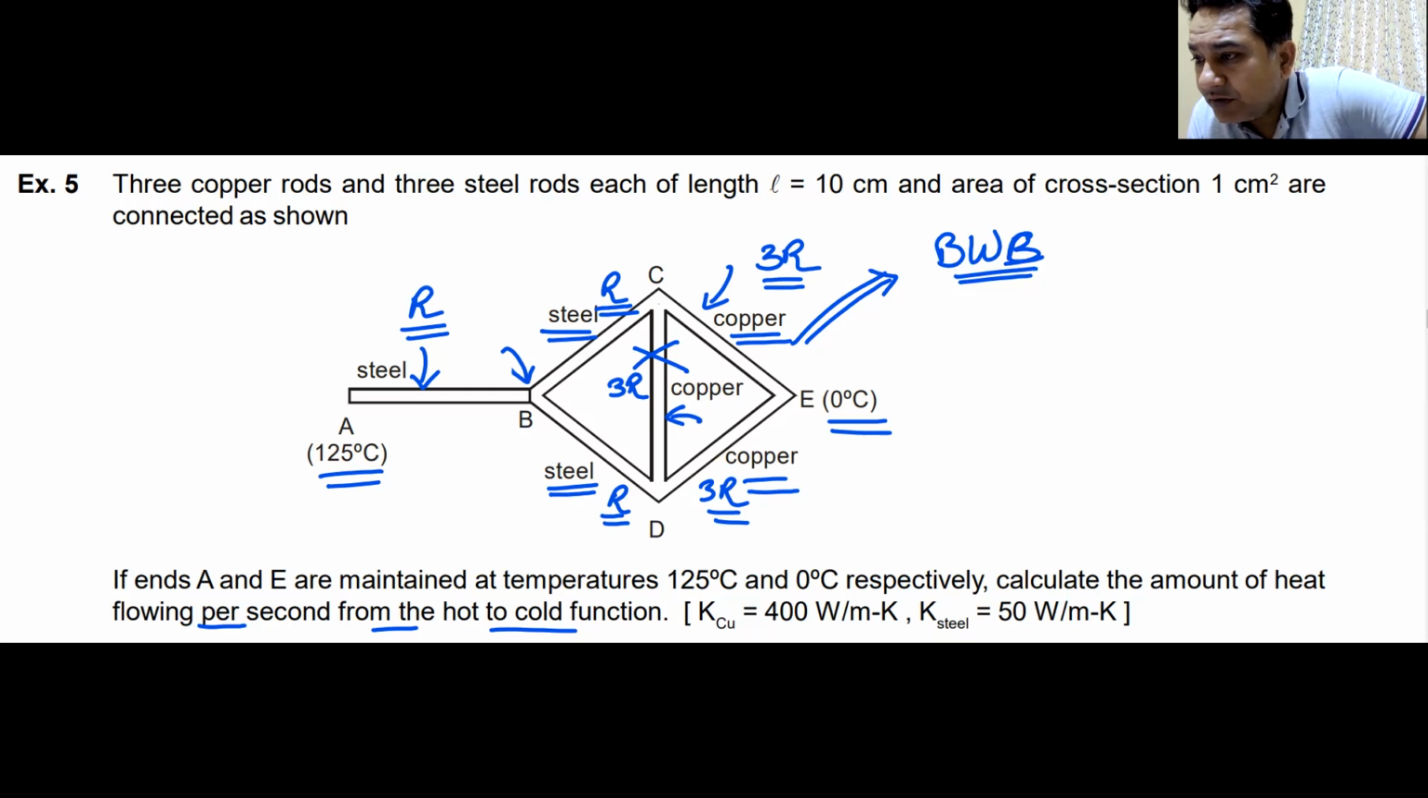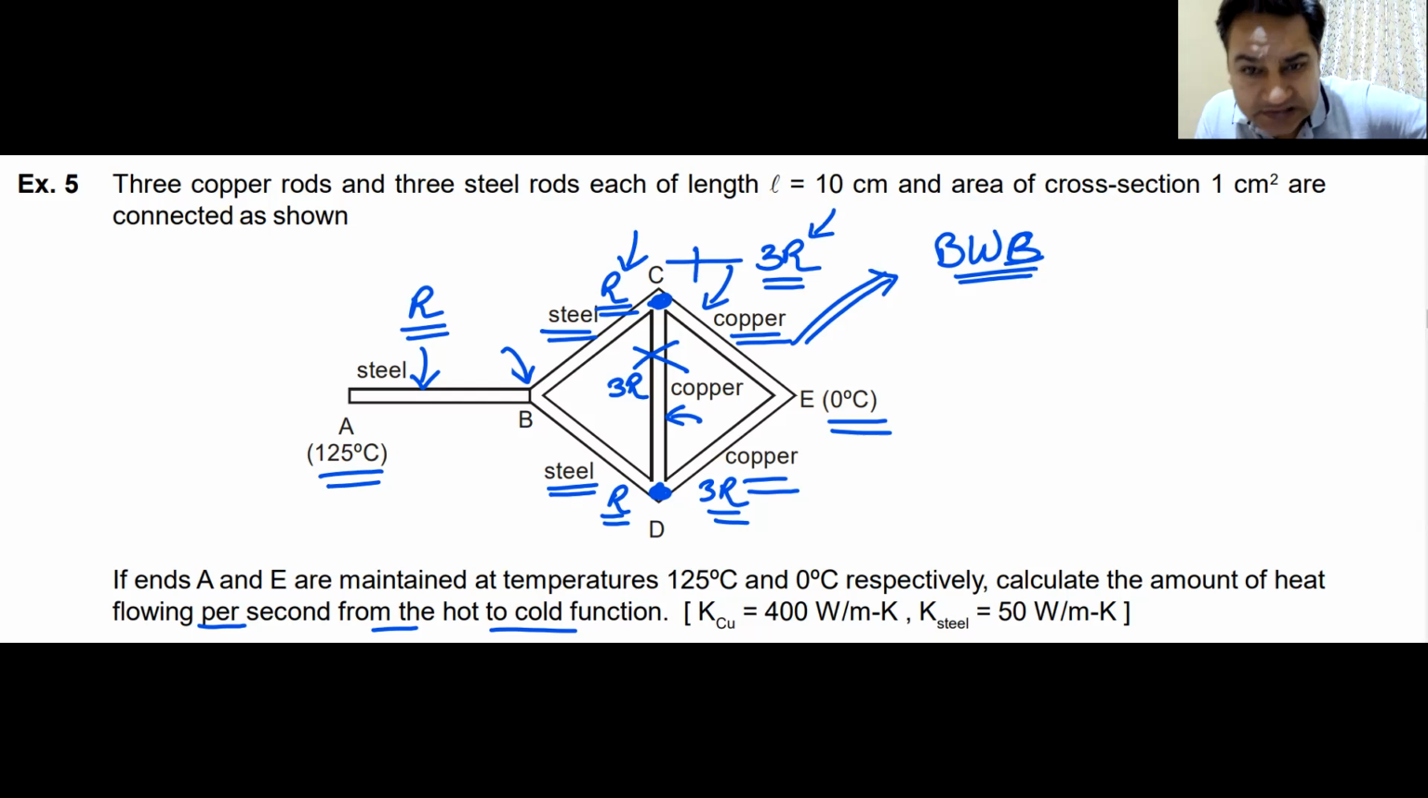No current will flow in this branch because the temperature of the junction C and temperature of the junction D would be same. In other words, you can also say potential of point C and potential of point D would be same. Do we understand this? Okay, then this problem becomes very simple. Nothing goes there. So this R and this 3R will come in series. So I'll then just add them.